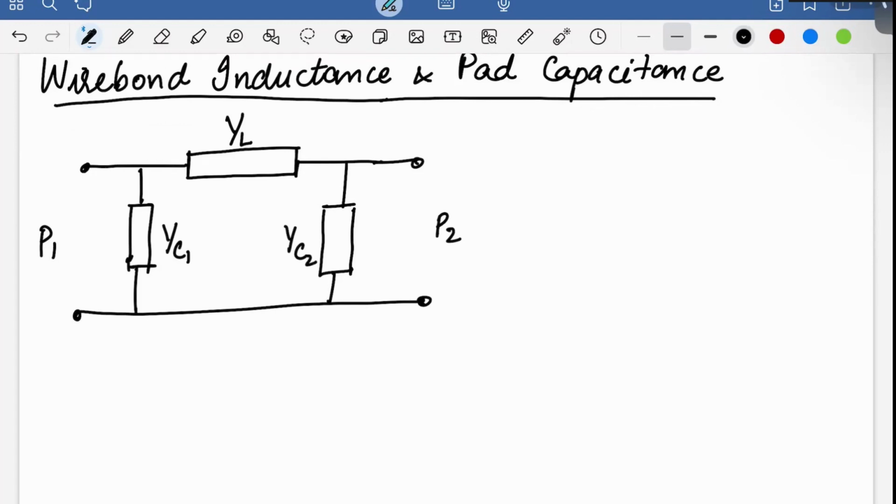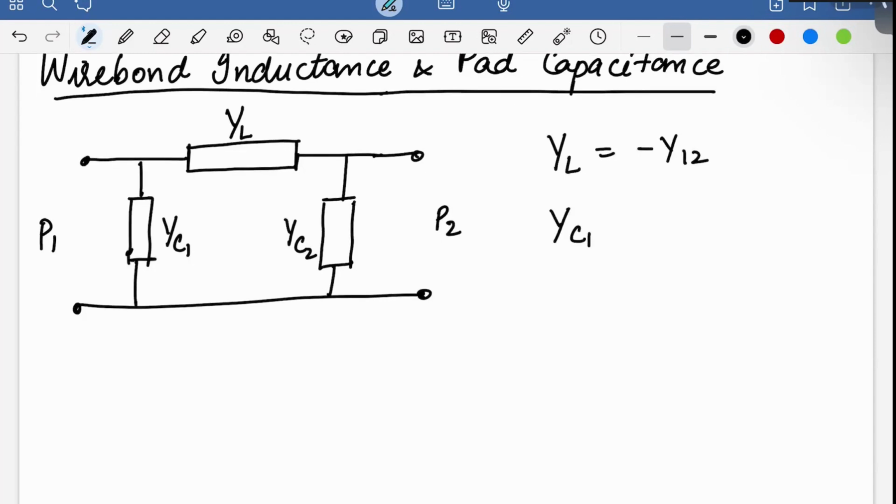And then you can show from the Y parameters that you can find the values of YL, YC1, and YC2 to be: YL equal to minus Y12, YC1 would be Y11 plus Y12, and YC2 would be Y22 plus Y12. So these are fairly easy to show if you know what Y parameters are. You just apply the shorts and opens.